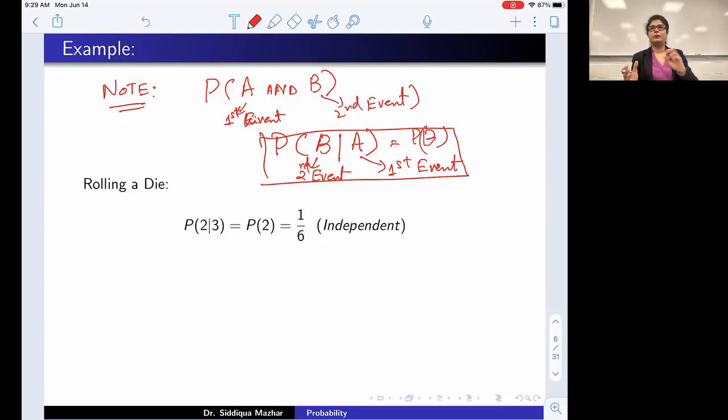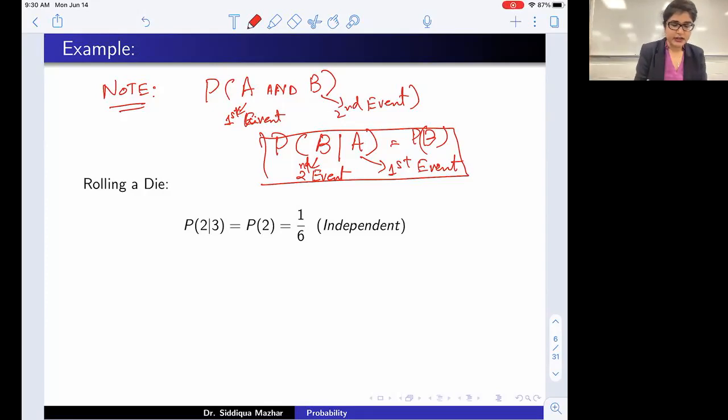So no matter how many times you are rolling a die, the probability of finding each event or each number will be the same. In this example, we are looking for the probability of 2, given that the probability of finding 3 has already happened in rolling a die. So we are in a second experiment, looking for the probability of 2, given that 3 has already happened.